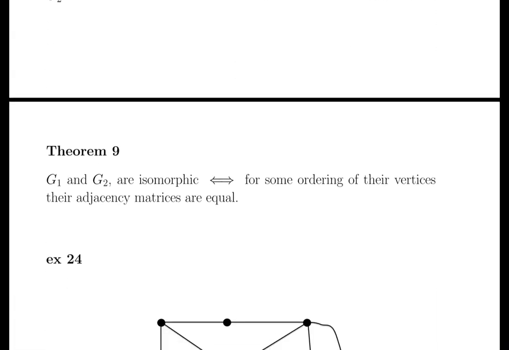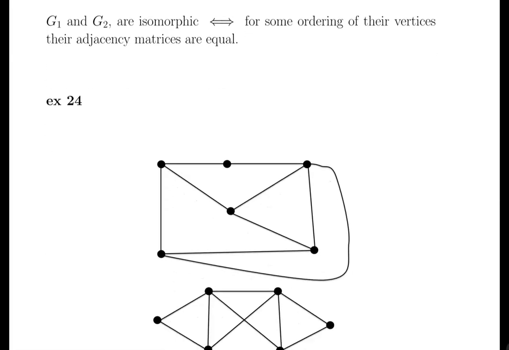So two graphs are isomorphic if and only if, for some ordering of the vertices, the adjacency matrices are equal. That's an if and only if statement. It goes both ways.